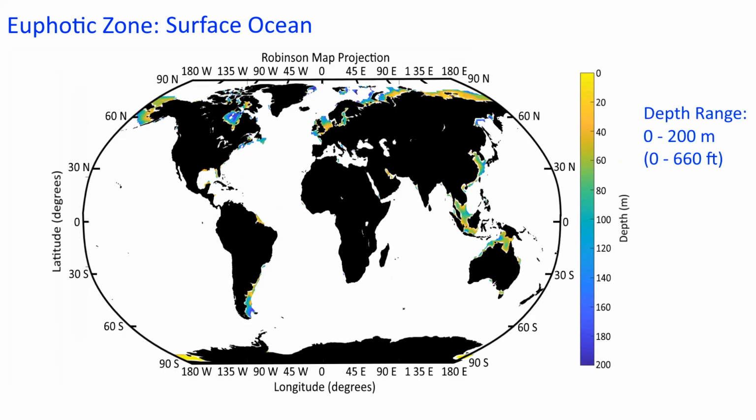The standard depth used for the Euphotic zone is from the surface to about 200 meters, which occupies around 8% of the total ocean area. These are all localized around continents, so continental shelves, bays, gulfs, that sort of thing.